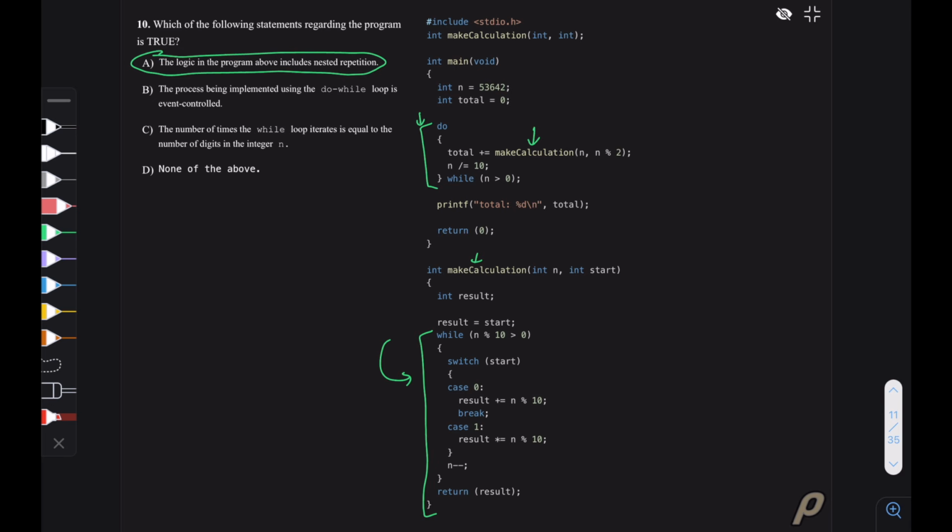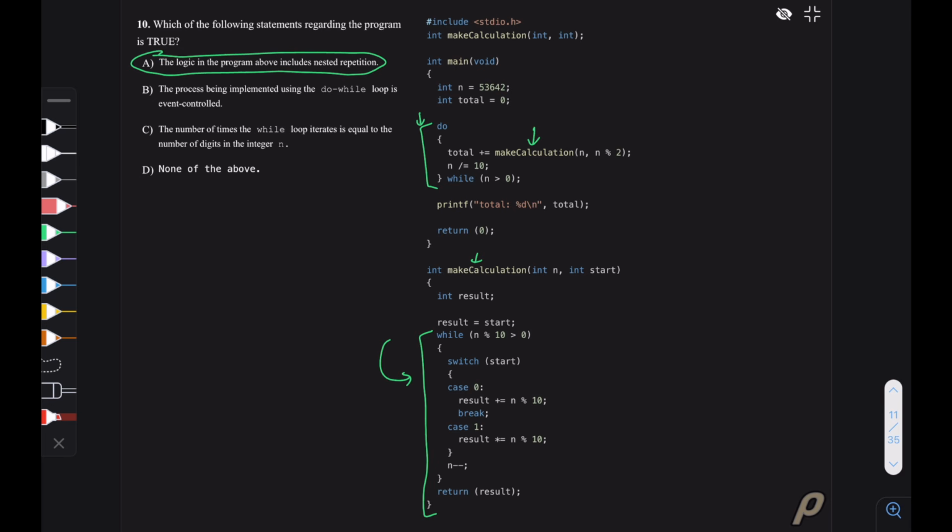So B, the process being implemented using the do while is event control. So this one is kind of a tricky question, because it seems like it's being event controlled because it says n is greater than 0. But how I think about it is that it's technically counter controlled, because you can think of a counter controlled process as a process where you know how many iterations are going to happen before it ends.